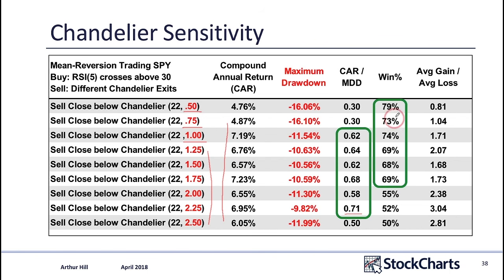And then we look at the win percent, and it's in the upper 60s to the low, here we have an 80% win rate. You can see the tighter the chandelier, the higher the win rate there. So it seems like the chandelier is something that I want to work with, and that's why I picked it for my system.